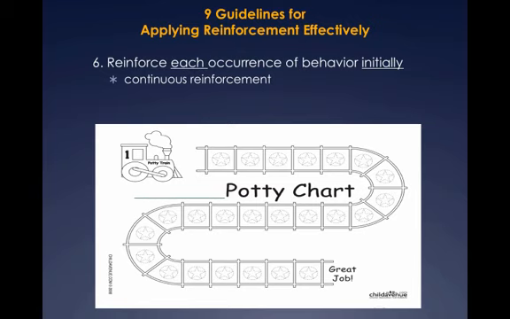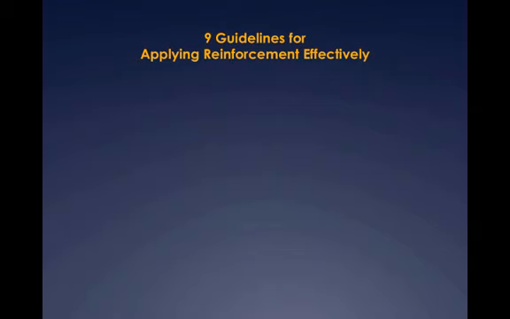All right, and again with the potty chart, it just kind of illustrates that you want to reinforce each occurrence of the behavior initially. So you want to provide continuous reinforcement. If it's a new skill, every time they do it, you're telling them they did a good job, pointing out what they did right, and possibly providing a tangible or edible reinforcer along with it.